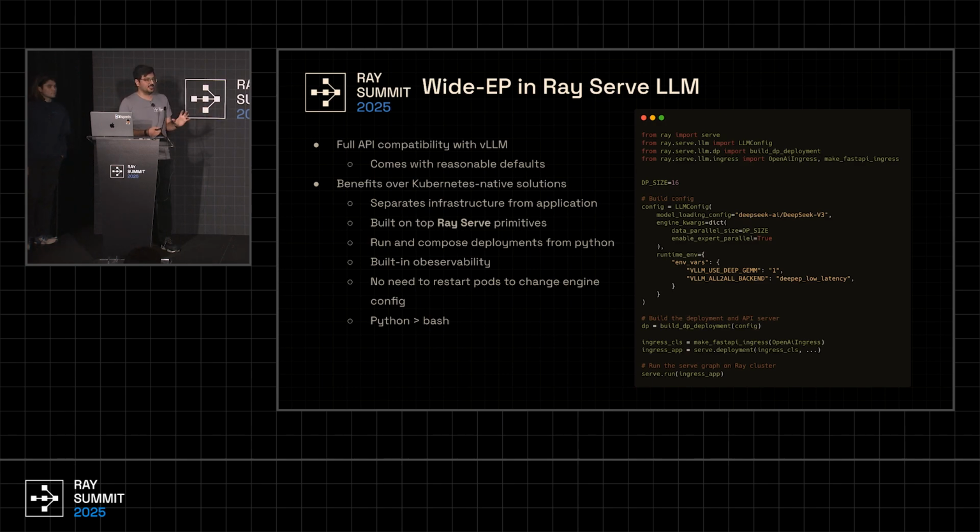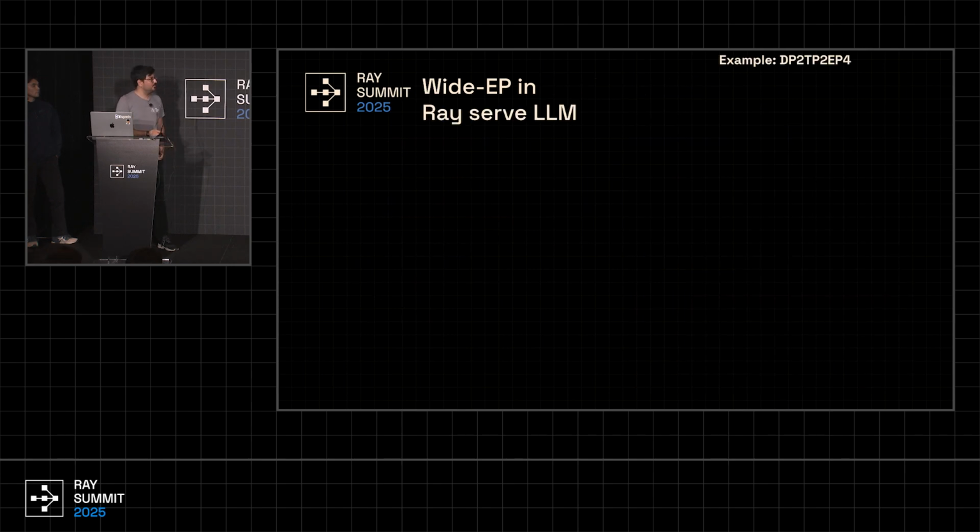The benefit of this stack over Kubernetes-native solutions is that it really separates infrastructure from application. So if you're deploying a model, everything around the application stays in Python in your hands during modification, and you don't have to deal with YAMLs and CRDs and so on, where your serving pattern gets complex. It has built-in observability, and iteration speed when you're benchmarking is going to be way faster than changing YAMLs and restarting pods.